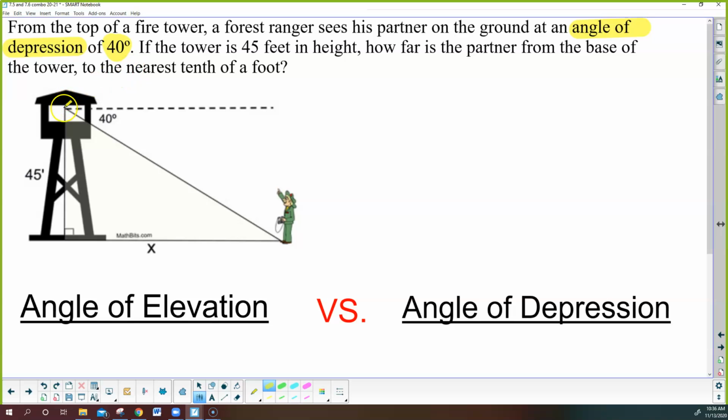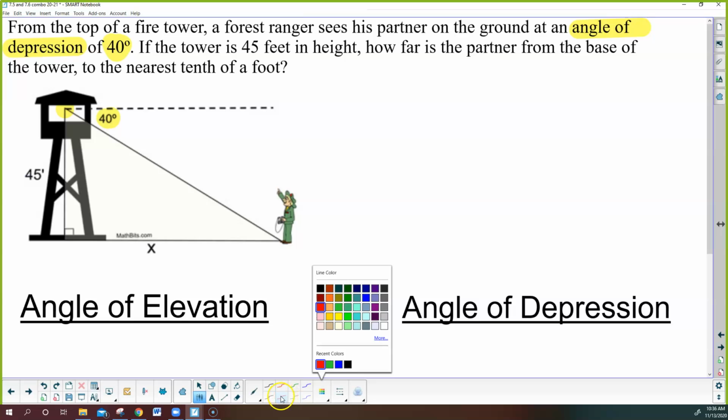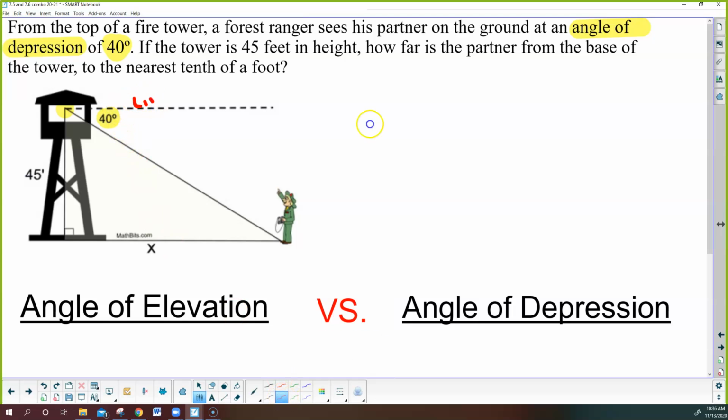So let's stop at that sentence. Right here, there's a fire ranger in the tower. And if the fire ranger was normally looking straight out, her line of sight would be straight across. But she looks down at an angle of 40 degrees. So when we say the angle of depression, it is referring to looking down. So her line of sight is going down like this, right? So that's the angle of depression.